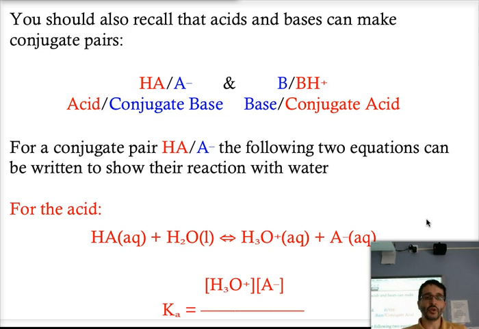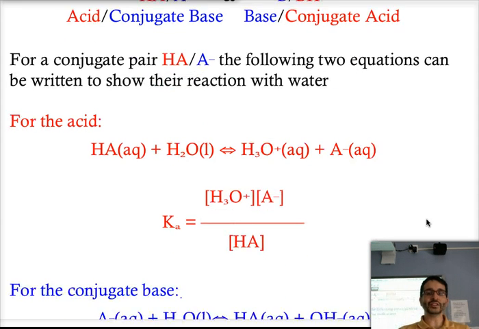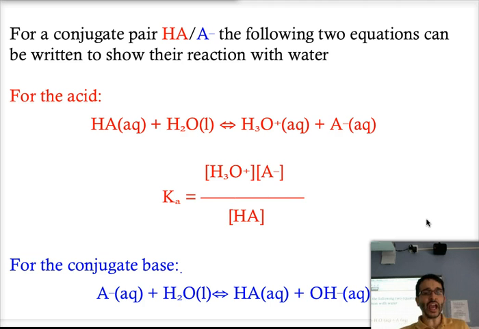You also may recall that when we were talking about the Bronsted-Lowry definition, we were talking about the fact that acids and bases can make conjugate pairs. Conjugate pairs are species that differ by an H+. All right? So, if, for example, we were given a reaction in which we want to see how they act, all right?